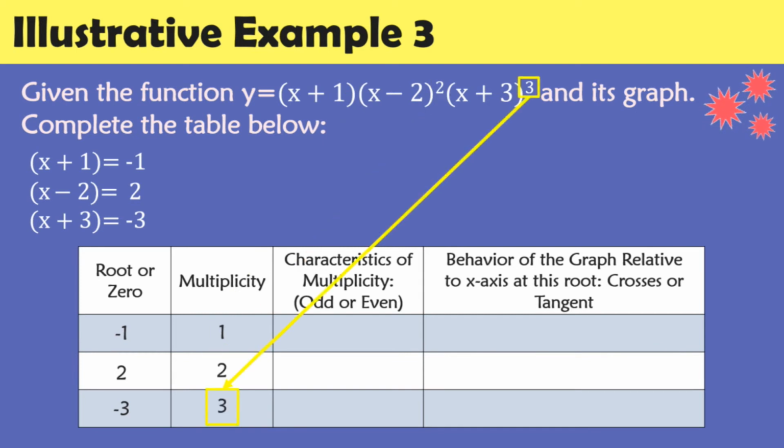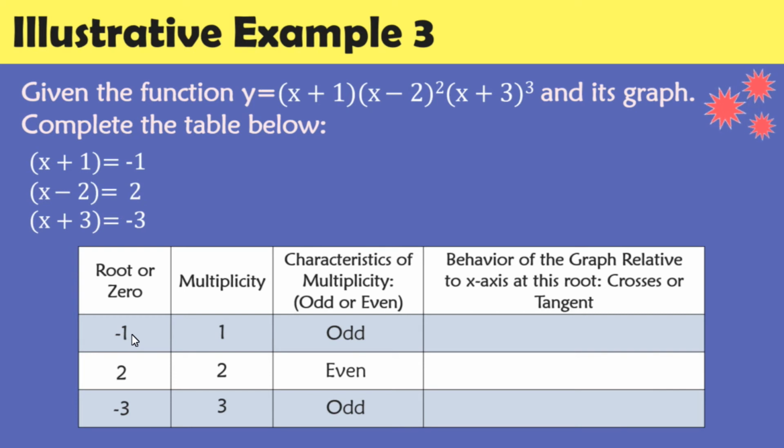And for the characteristics of multiplicity, odd or even, look at our roots. Our multiplicity here is odd. Therefore, the characteristic of multiplicity is odd. Next is even. Next is odd.